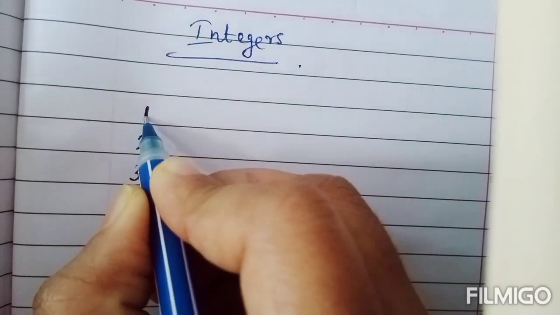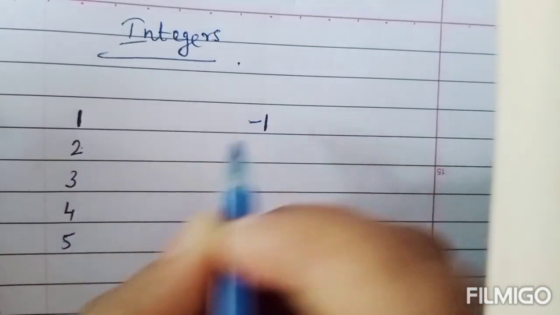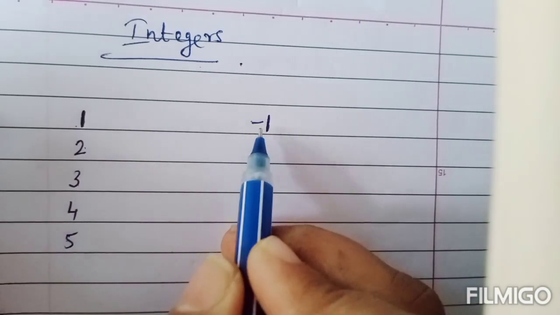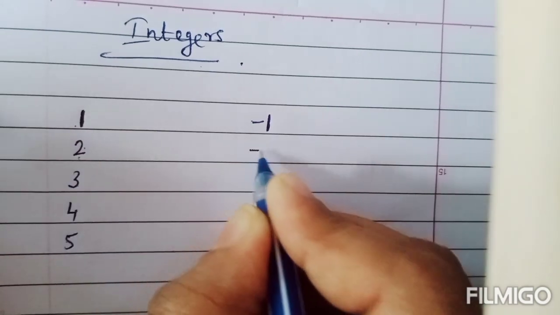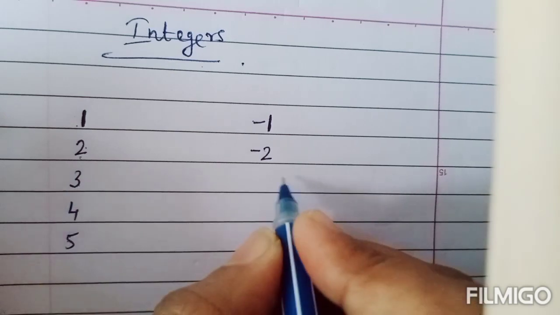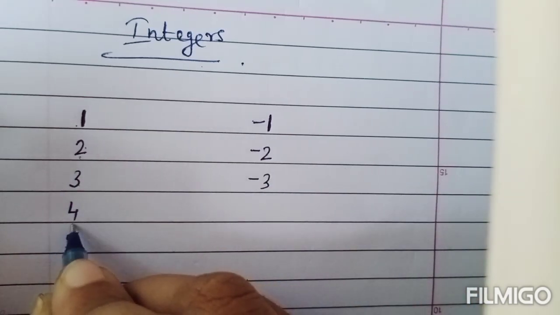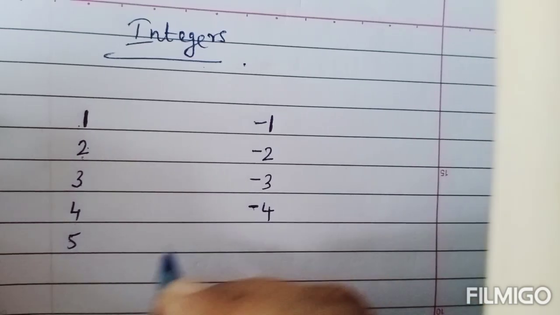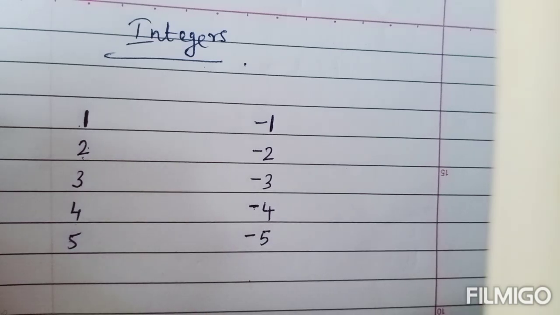So 1, its negative, we can write it as -1. Negative of 1 is -1. Negative of 2 is -2. Negative of 3 is -3. Negative of 4 is -4. Negative of 5 is -5.